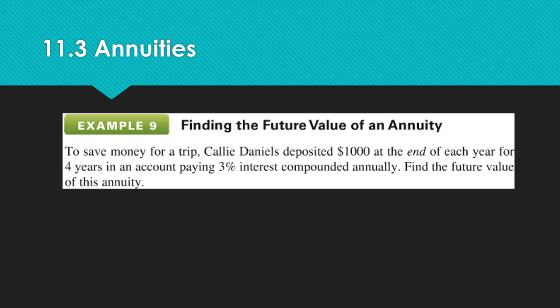So using that formula, let's see if we can find the future value of this annuity. To save money for a trip, Callie Daniels deposited $1,000 at the end of each year for 4 years in an account paying 3% interest compounded annually. Find the future value. Pause the recording, give this a try, and resume to check your answer.